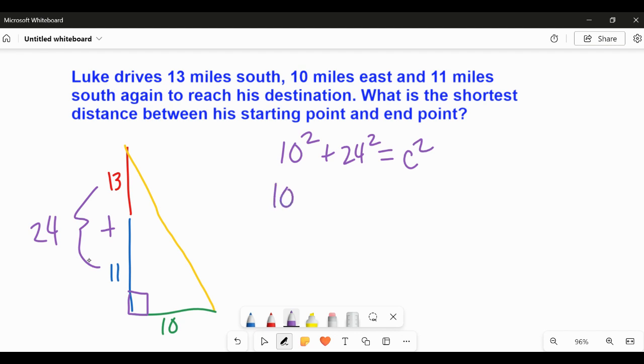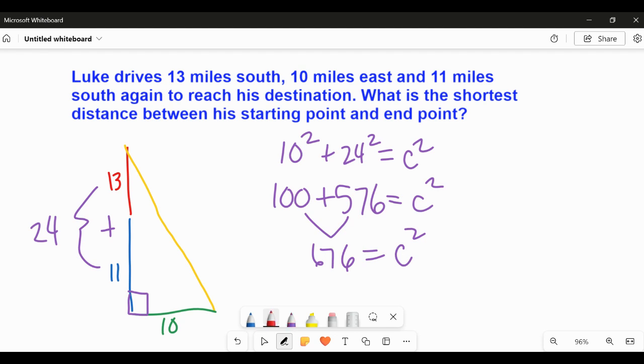10 squared is 100. 24 squared is 576. 100 plus 576 is 676. And then to get rid of the square, I take the square root of both sides, and I get my final answer, which is the square root of 676, which is exactly 26. And again, don't forget your units. We are talking miles.